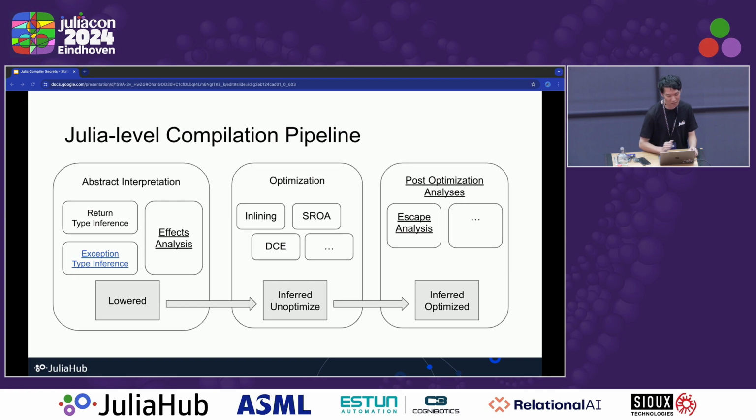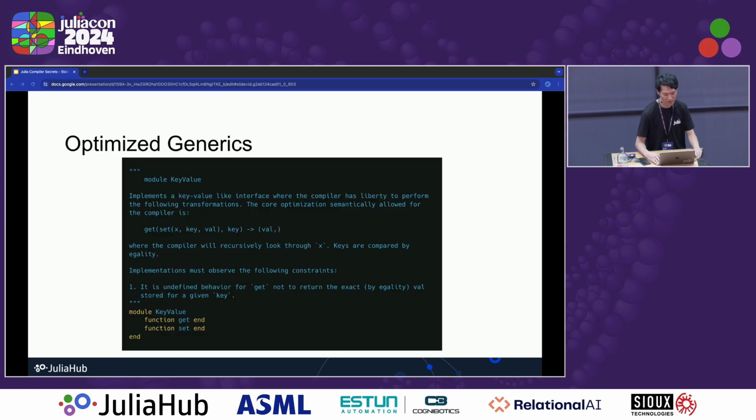So what this means is that the domain of type inference has expanded to track exception types in addition to return types. And in summary, as you can see in this diagram, the scope of static analysis performed at the Julia level compilation pipeline has significantly expanded since 1.8 with those newly added static analyses. So that's all from me, and I will hand over my mic to Keno.